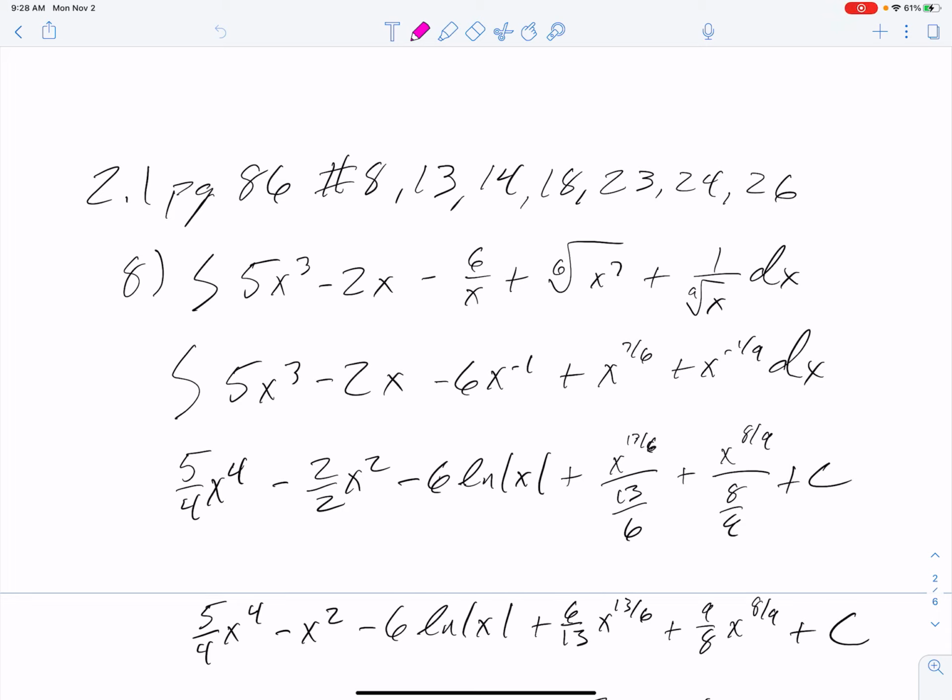All right, so here are the solutions to the second day of 2.1. In this one, we're going to see a little bit more practice with the fractions and the radicals, as well as some initial value problems.